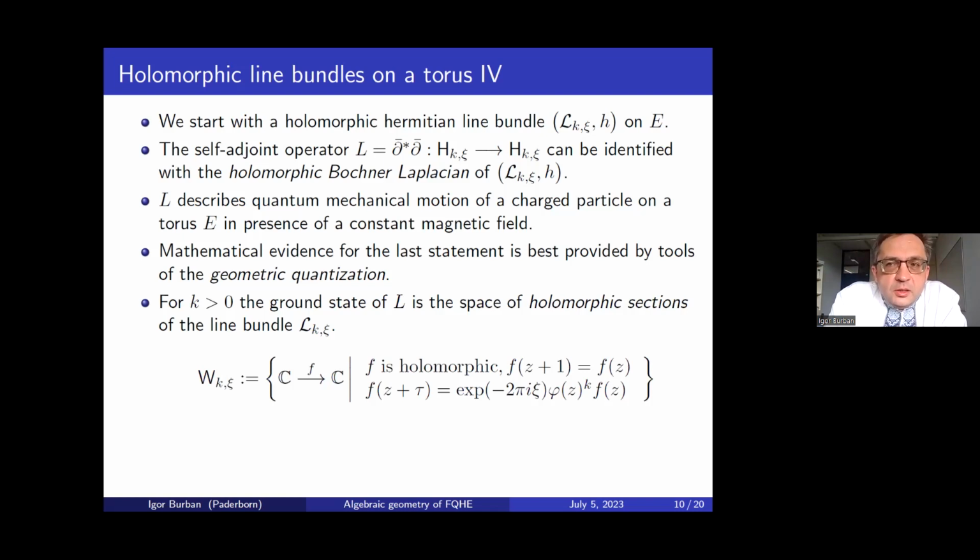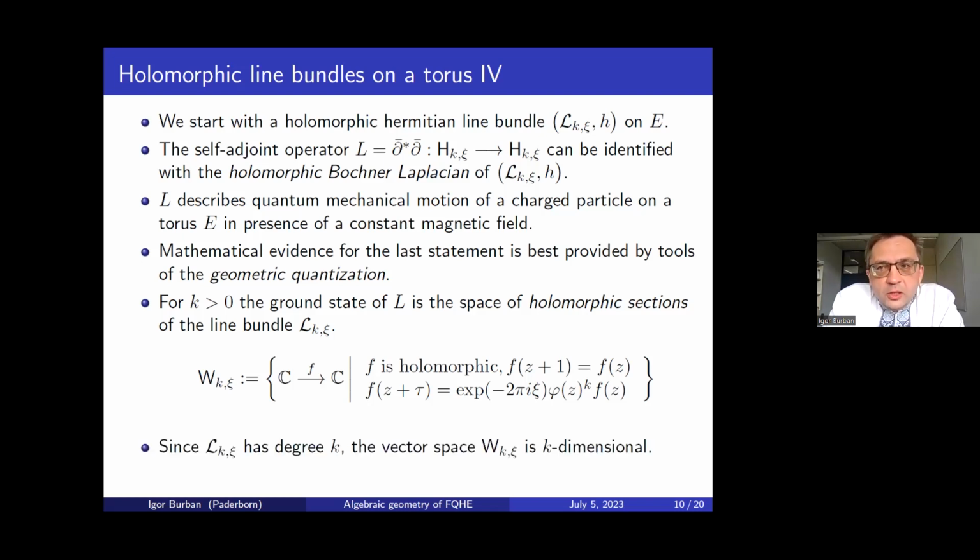It's a reason why algebraic geometry does appear in this model. So it's actually the link. On the one hand, we want to speak about the ground states of some self-adjoint operator, but on the other hand, we have holomorphic sections of a holomorphic line bundle on the torus. And the Riemann-Roch theorem says that the space of holomorphic sections has dimension k.